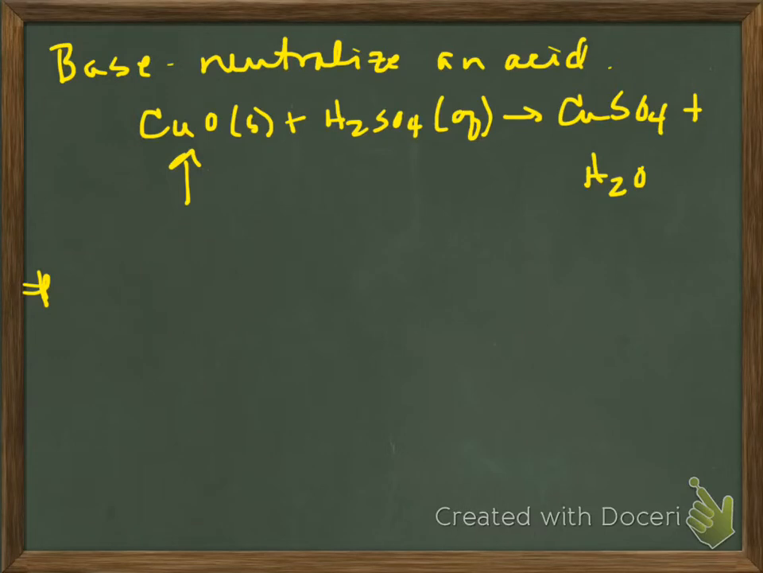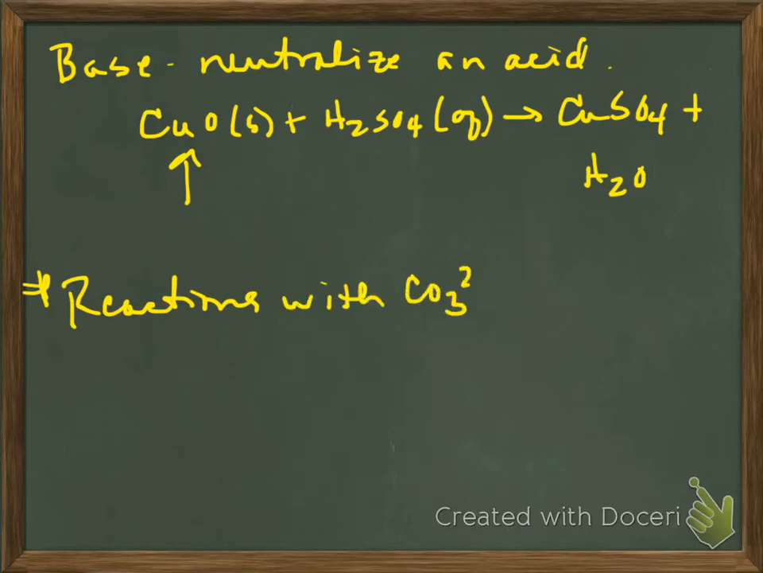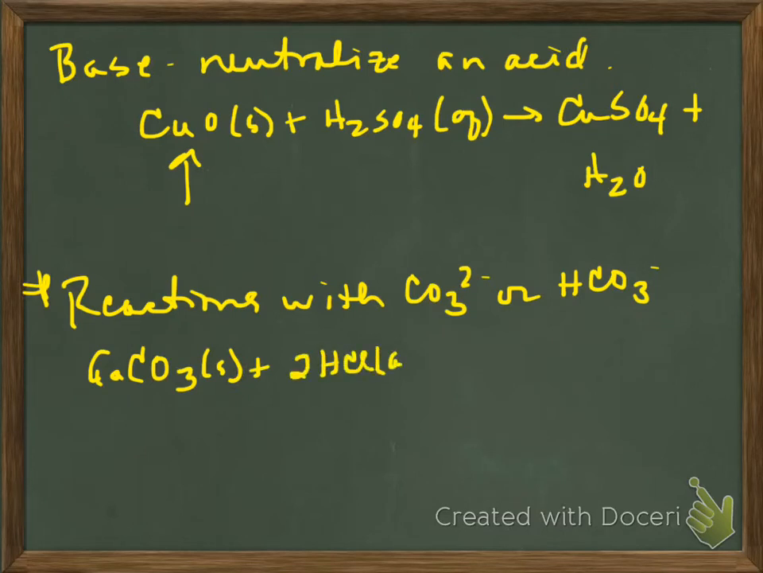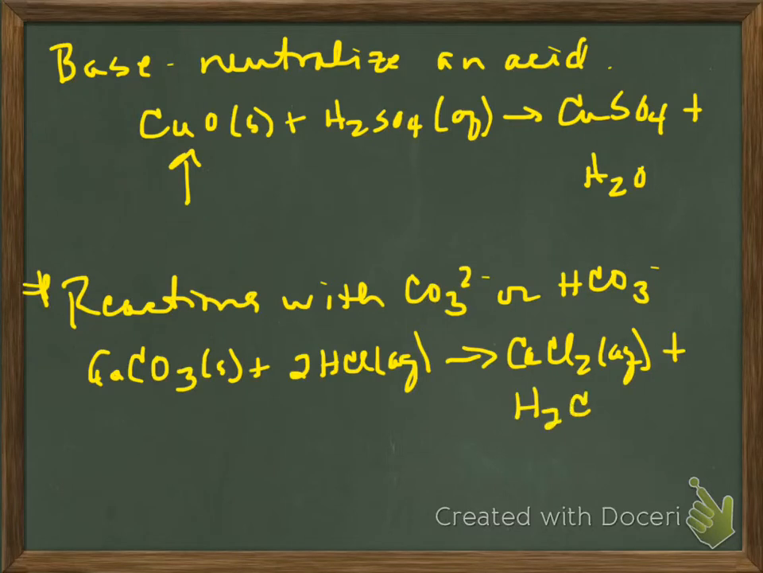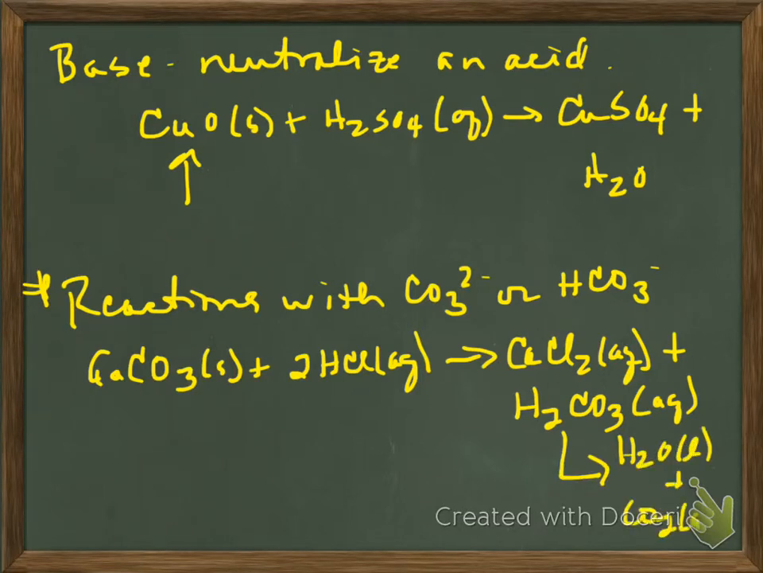Another type of reaction to keep in mind is reactions with carbonates or hydrogen carbonates. Hopefully you remember that when I react carbonates, such as calcium carbonate, with acids, such as the strong acid hydrochloric, I am going to get calcium chloride, which in this case is soluble, plus H2CO3, carbonic acid. Remember that carbonic acid further decomposes into water and CO2 gas.